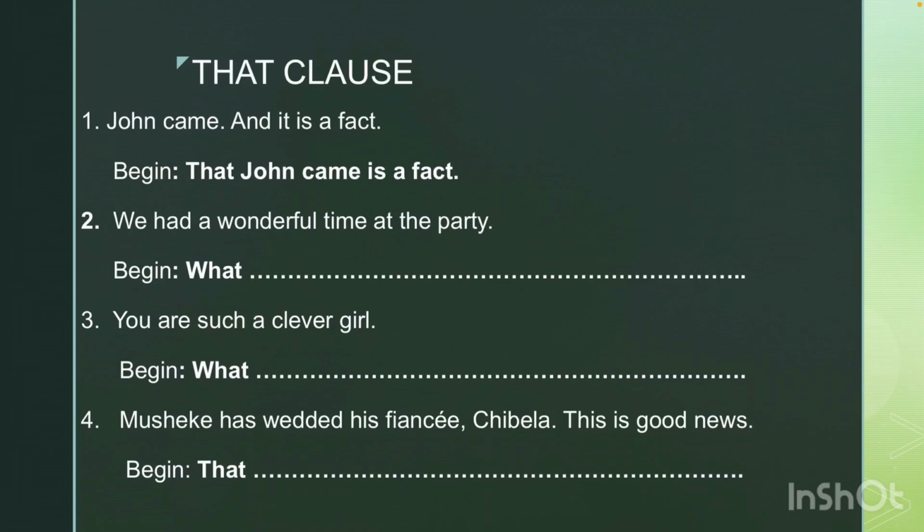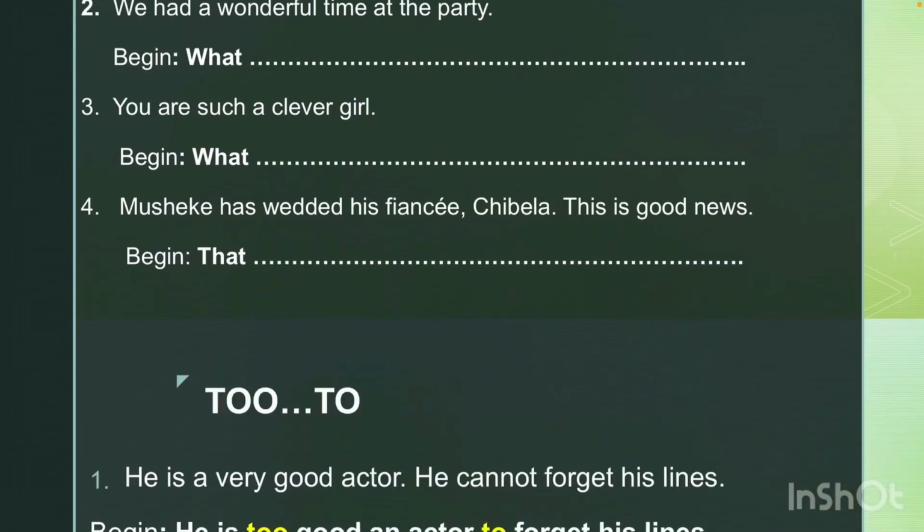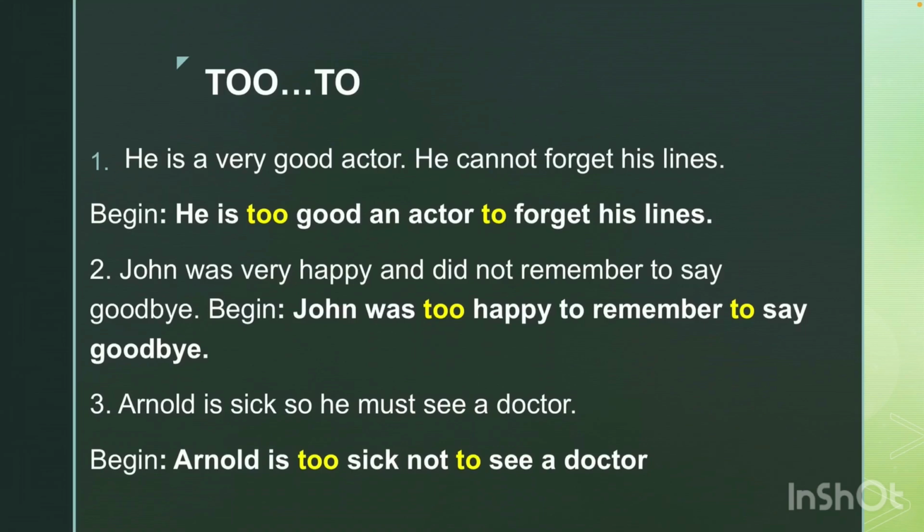2-2. This is also used to express result. He is a very good actor. He cannot forget his lines. He is too good to forget his lines. So again here, we put the adjective after too. This one works more like so... that. You put the adjective just after too, then the result after the other two.